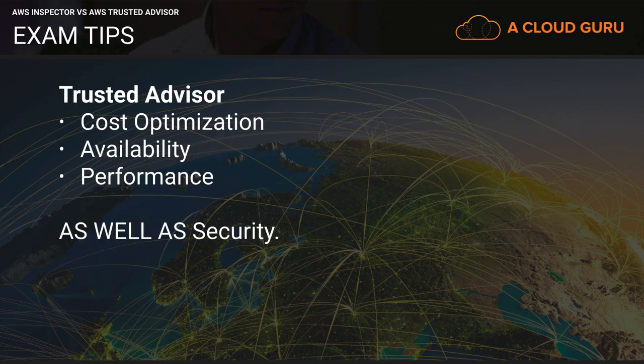Moving on to Trusted Advisor, and this is where they like to trick you. You're going to get a scenario question, and they're going to say, should you use Inspector or should you use Trusted Advisor? Well, if it has anything about installing agents on EC2 instances, then you should definitely be using Inspector. If it has anything around cost optimization, availability, or performance, then you should be using Trusted Advisor. Trusted Advisor also does security as well, though. So do remember that there's 4 things for Trusted Advisor: cost optimization, availability, performance, as well as security.